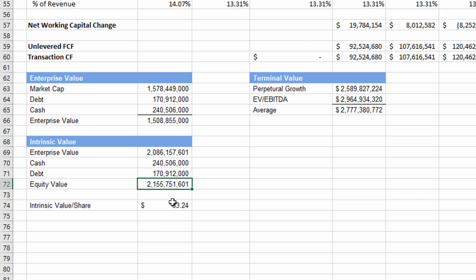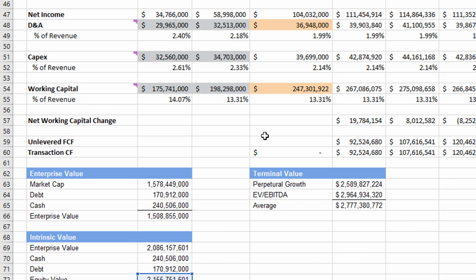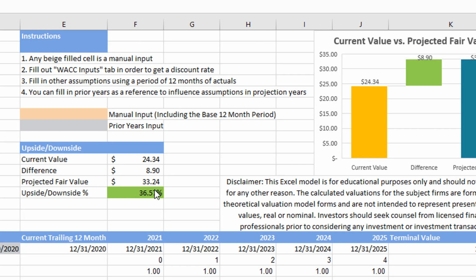This is the fair value or the intrinsic value in today's dollars, which you just take and divide by the implied shares outstanding, so the amount of shares that are trading for the company, and that's how you come up with $33.24 per share. All you have to do from there is take the difference between the current value and that projected fair value and take the difference divided by what you'd be able to buy it for today. And this is showing that if you were able to buy flowers.com at $24.34, there's upside potential of 36% based on all the assumptions that we put into this model.